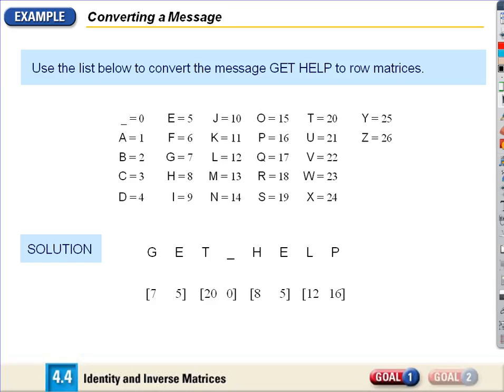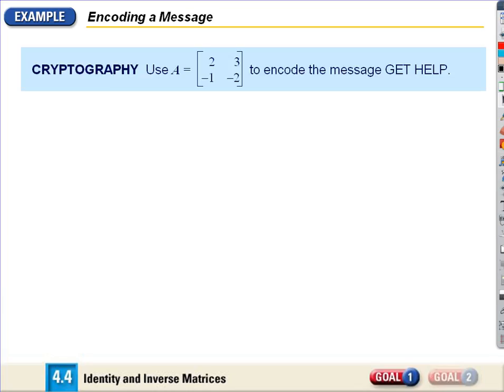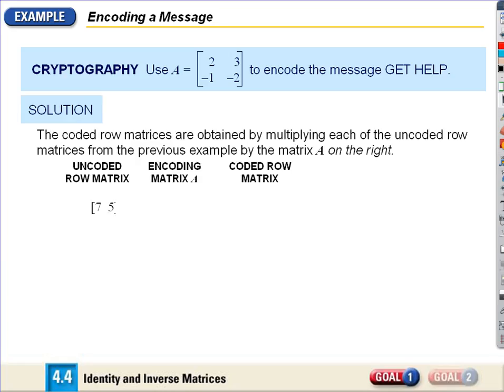We've got to multiply it by some random matrix to encode it so nobody can read it. So we'll just randomly generate this matrix. How about just some random 2x2 matrix, and we'll remember what that is. We'll write that down somewhere. If we multiply matrix A by each of these row matrices that we created, it's going to look like nonsense, right? So here's the uncoded row matrix. Here's our encoding matrix. If we multiply the two, we get something random. Now that's not going to make any sense when you try to turn that back to letters. It's going to look like garbage.